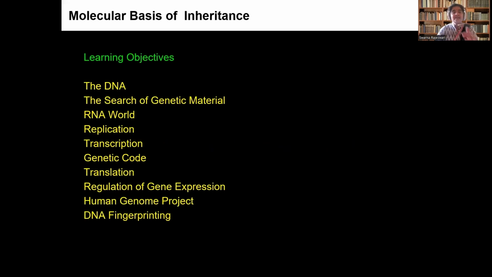When we see this topic, molecular basis of inheritance, we will be discussing mainly the genetic material which is responsible for inheritance, that is the structure of DNA, as well as RNA, which is a genetic material in some organisms. The main learning objectives we will cover in the entire lesson are the structure of DNA, the search of genetic material, the structure of RNA, replication, transcription, genetic code, translation, regulation of gene expression, the Human Genome Project and DNA fingerprinting. In this video, we will mainly cover the structure of DNA.